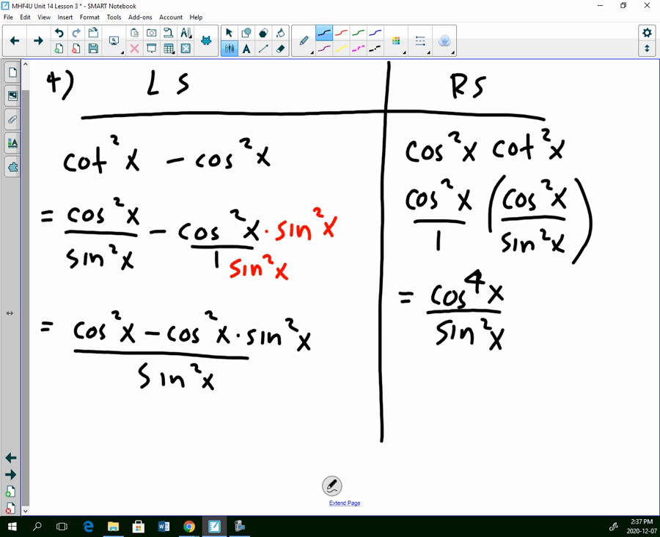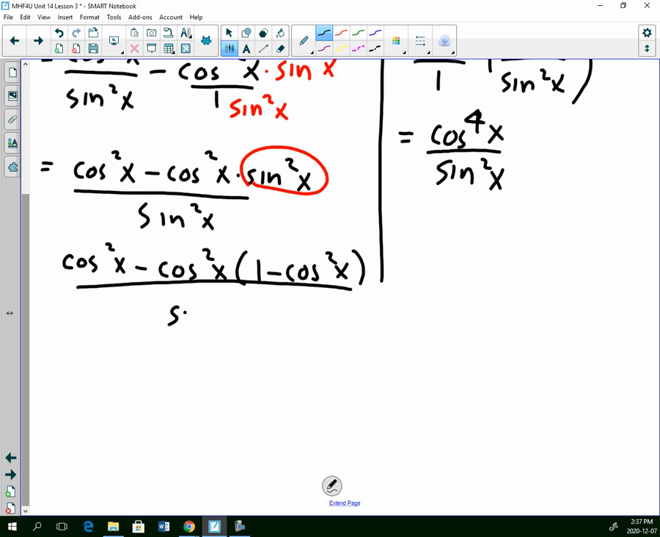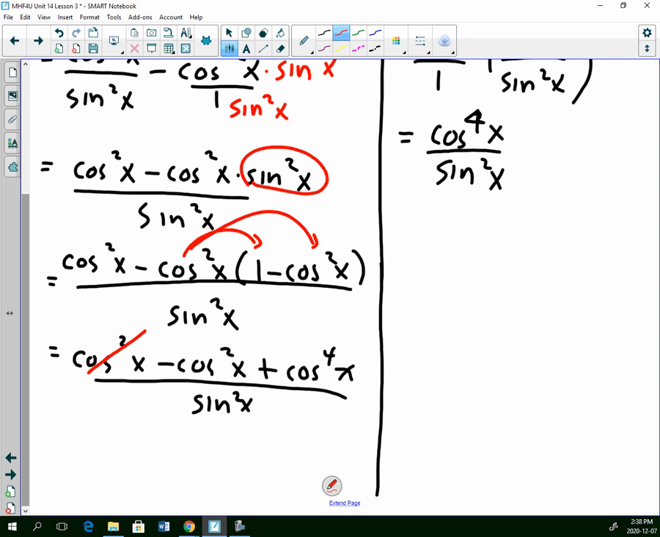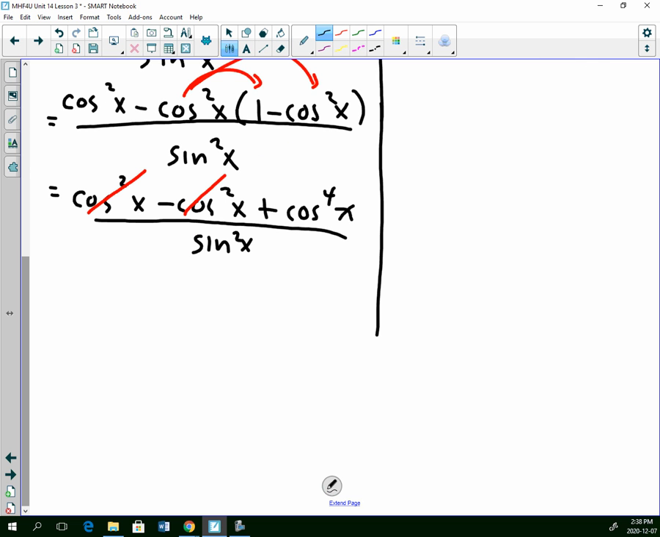One is to just replace it. Right? Just replace this if you want to do it that way. So we're going to replace sine squared with 1 minus cos squared. And that gives us cos squared x minus cos squared x plus cosine to the 4th. So all I'm doing is expanding, right? Cosine squared times 1 and cosine times cosine. And then the cosine squares add to 0. And that leaves me with cosine to the 4th over sine squared.